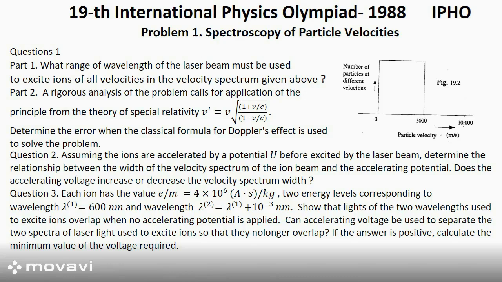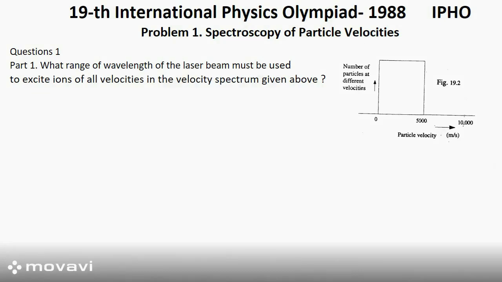Question 3. Each ion has the value e over m equal 4 times 10 to the power 6 ampere seconds per kilogram. Two energy levels correspond to wavelength lambda 1 equals 600 nanometers and wavelength lambda 2 equals lambda 1 plus 10 to the power negative 3 nanometers. Show that lights of the two wavelengths used to excite ions overlap when no accelerating potential is applied. Can accelerating voltage be used to separate the two spectra of laser light used to excite ions so that they no longer overlap? If the answer is positive, calculate the minimum value of the voltage required.